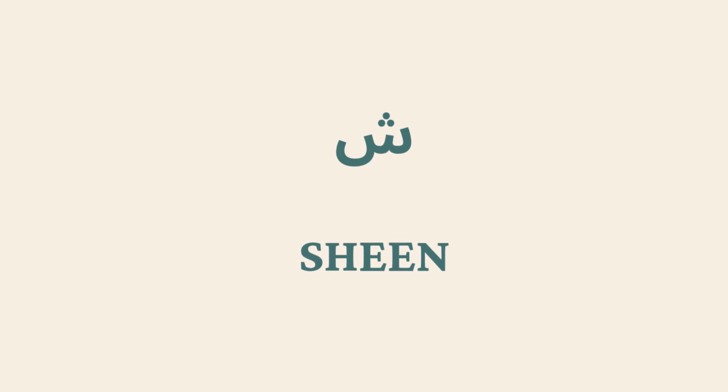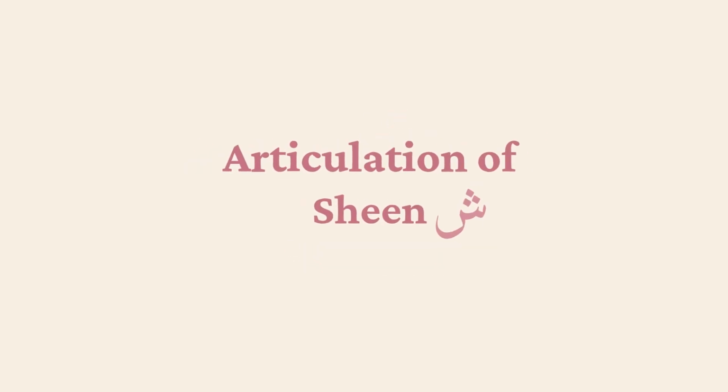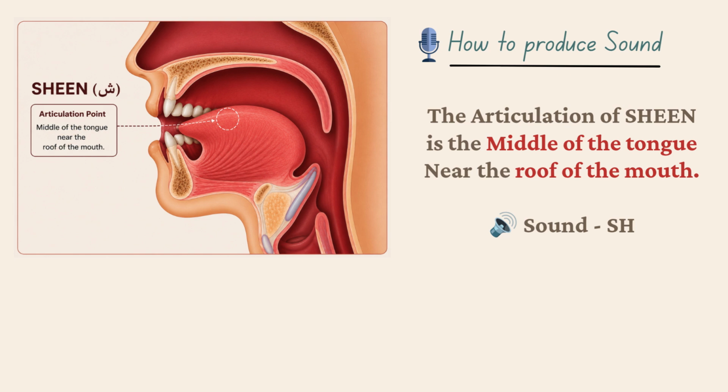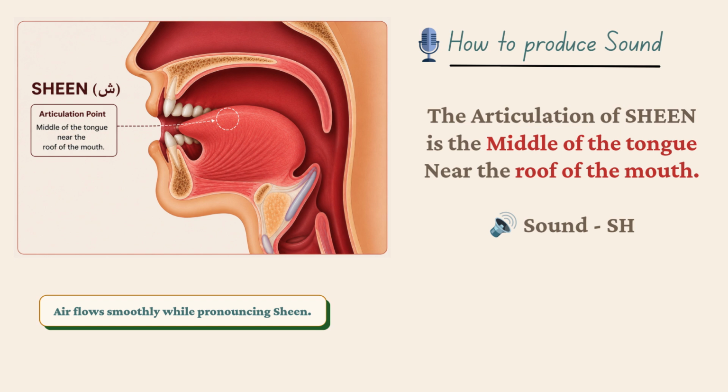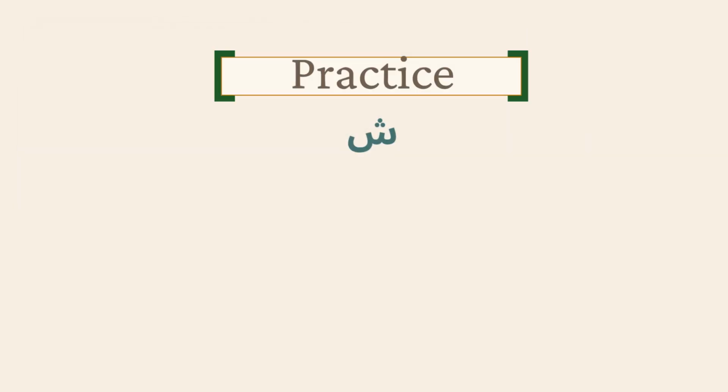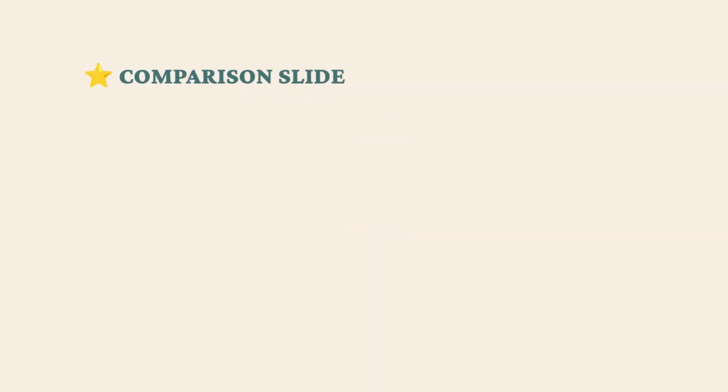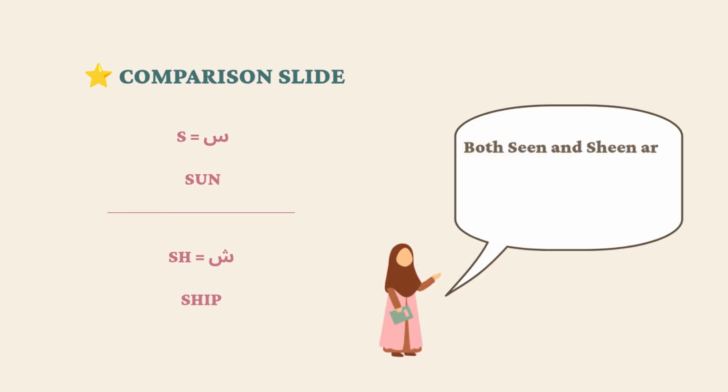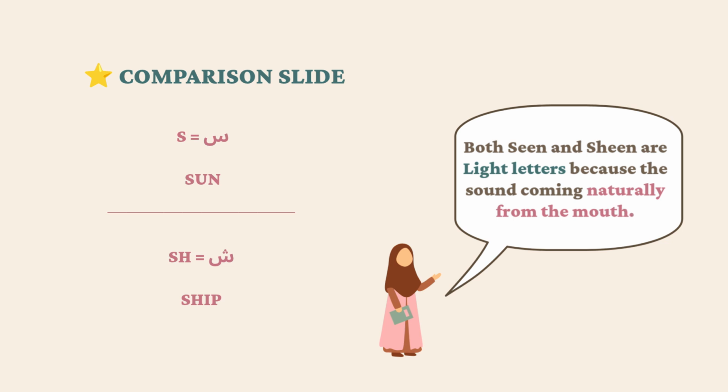This is Sheen. The articulation of Sheen is the middle of the tongue near the roof of the mouth. Air flows smoothly while pronouncing Sheen. In English, similar to sh in ship. Now let's practice. Sheen, Sheen, Sheen. I hope you guys understand the difference between Sheen and Sheen. Also, both Sheen and Sheen are light letters because the sound comes naturally from the mouth.